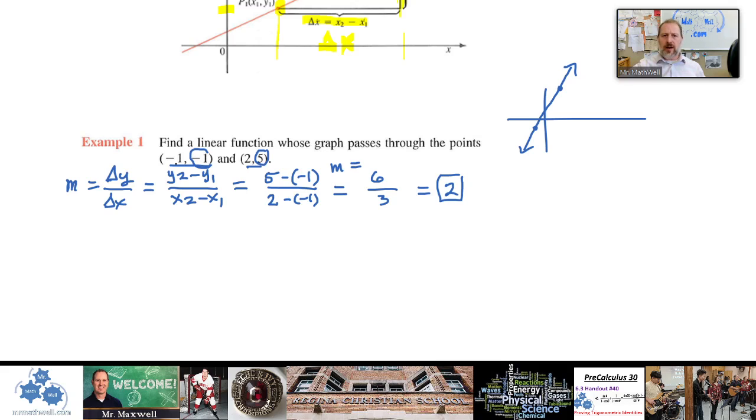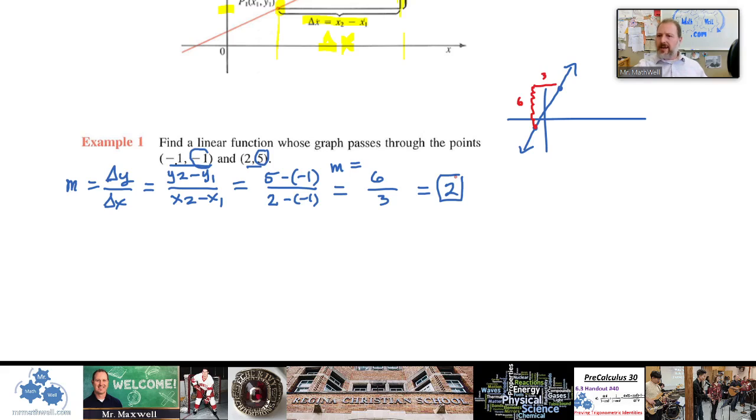Okay? Now I could check that. If I drew a real careful graph, you could count that. If you went 1, 2, 3, 4, 5, 6 spaces between -1 and 5, and if you went from -1 over to 2, that's 3. So 6 divided by 3 is 2. You see that? So we've got our slope.